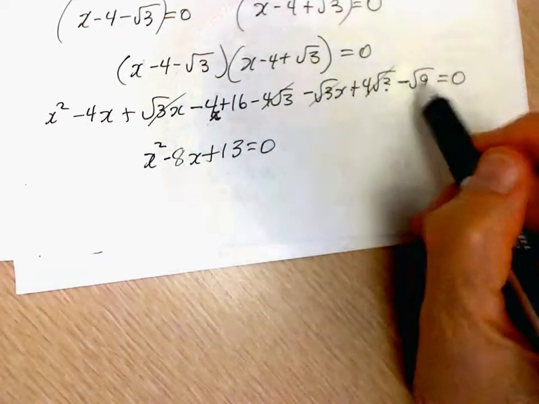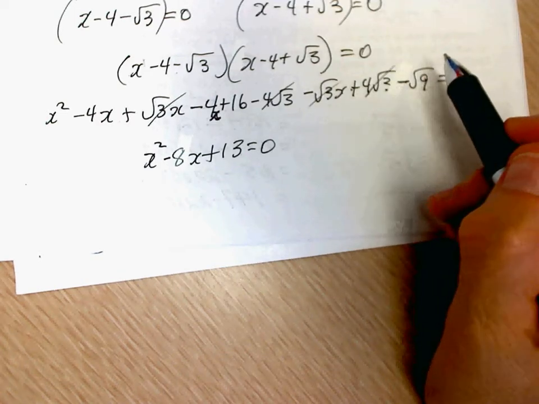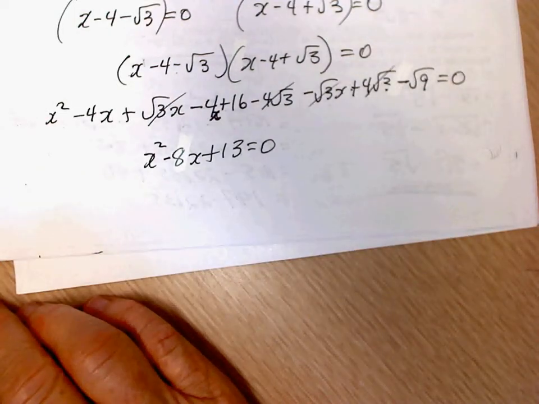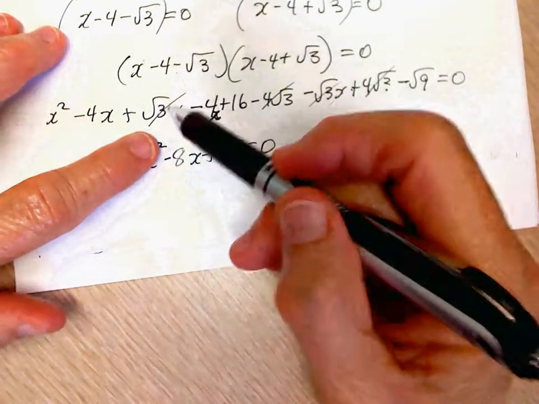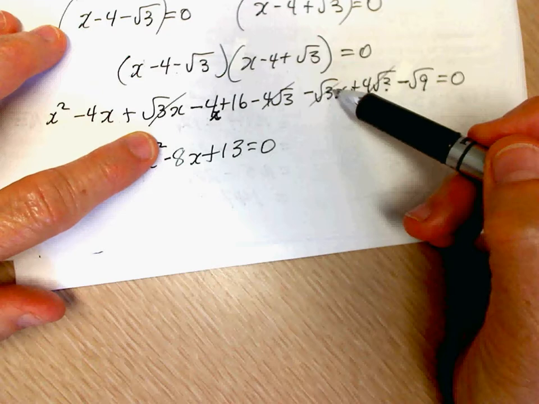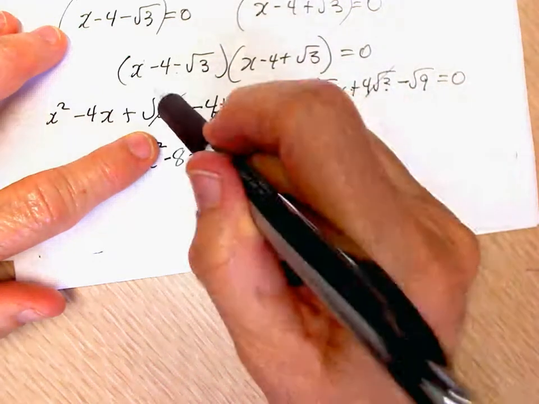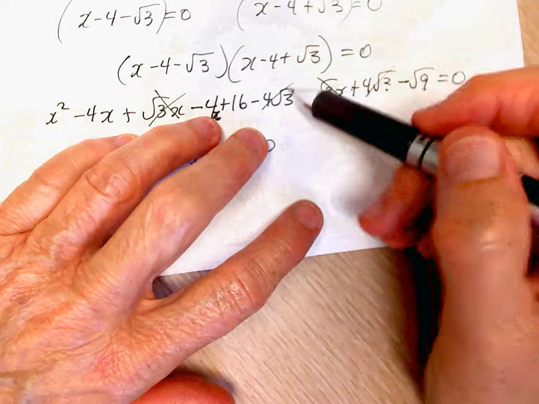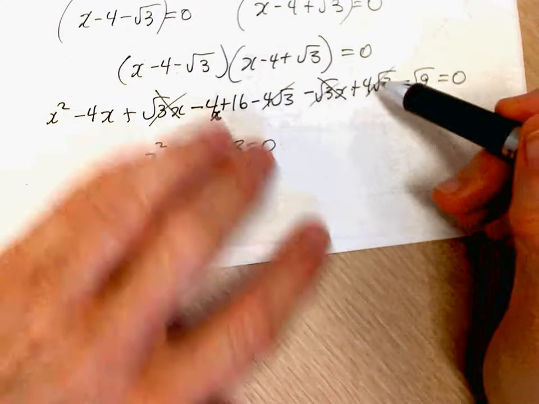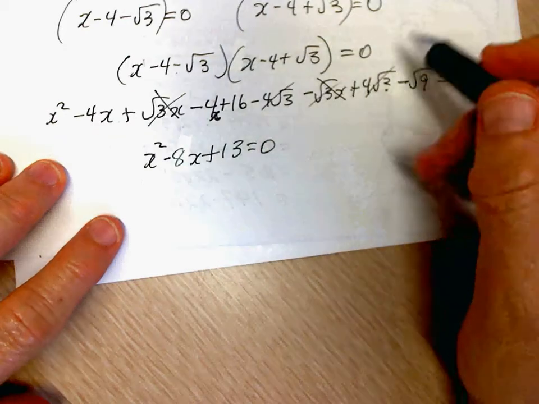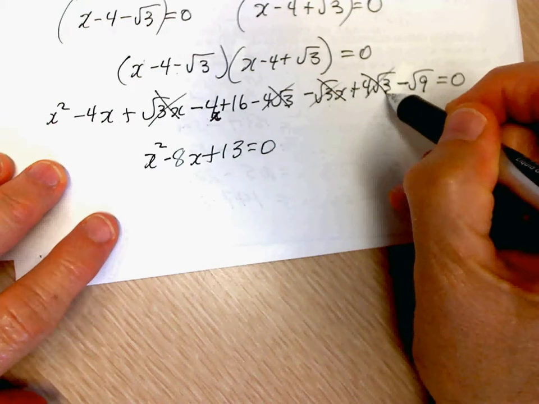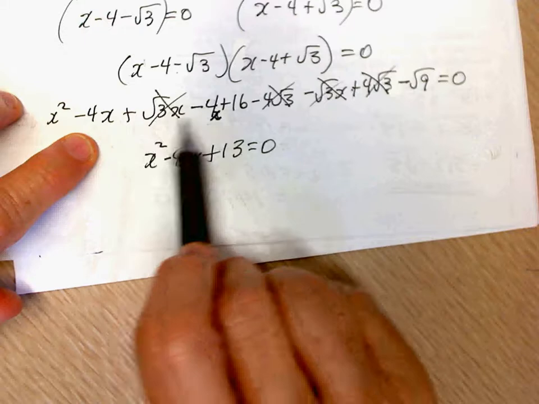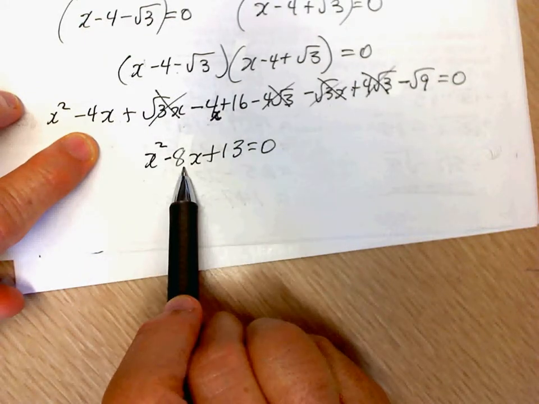Can I explain anything better? Can you repeat the last part? This one? Okay, so that's positive root 3x, that's negative root 3x, so those two cancel out, they equal 0. And this one's negative 4 root 3, and this one's positive 4 root 3, so they cancel out. And then you have x squared. There's 2 minus 4x's, which equal negative 8x. 16 minus root 9 is 16 minus 3 is 13.